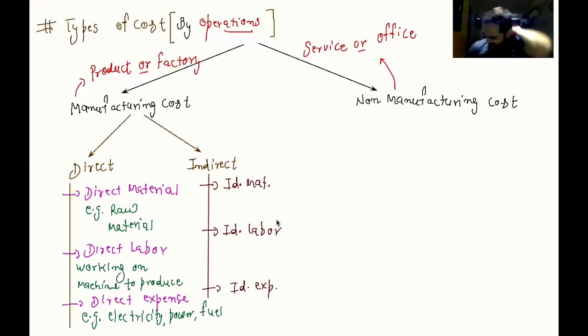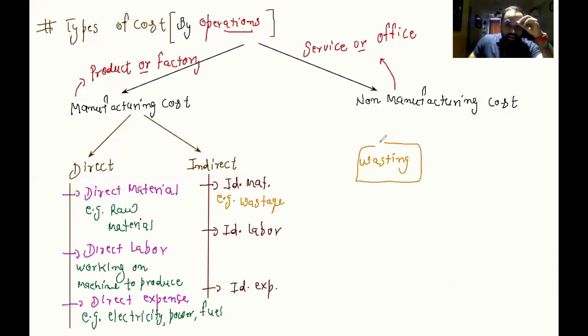Indirect material is any kind of material which is indirectly involved in product. How can we understand that material is indirectly involved? The best example of indirect material is material wastage. Wastage means wasting. When you waste the raw material, when you destroy or damage it, it becomes waste. We can't use it, we have to throw it away. That's called indirect material cost. That's the meaning of indirect material, any kind of wastage.